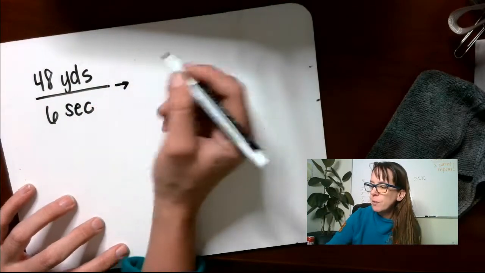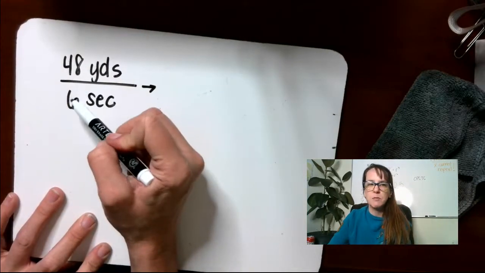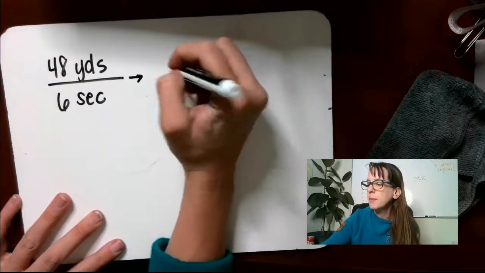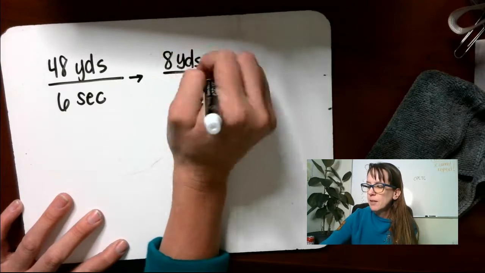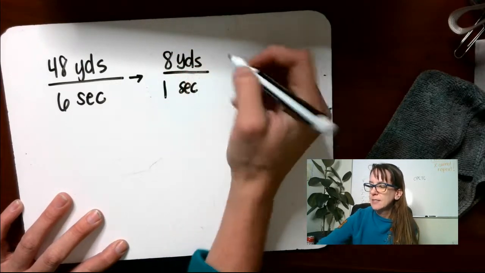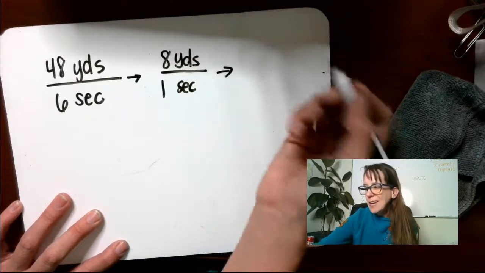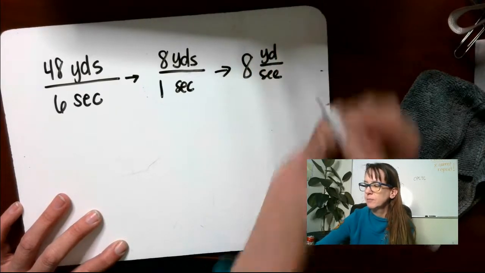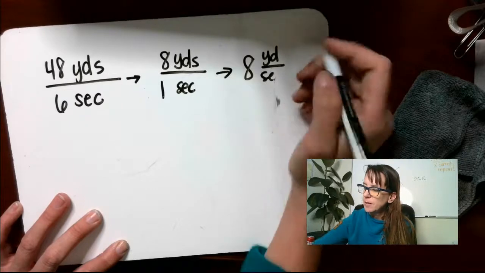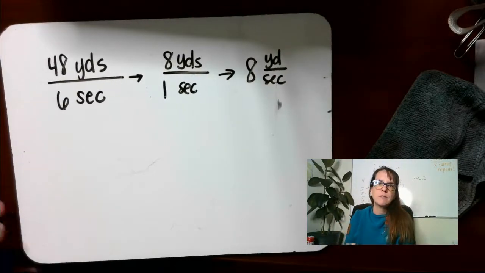So the first part of that is going to be, we've got to reduce this fraction. If I divide both the top and bottom by 6, I get 8 yards in 1 second, right? So the rate, the way you would write this is 8 yards per second, right?